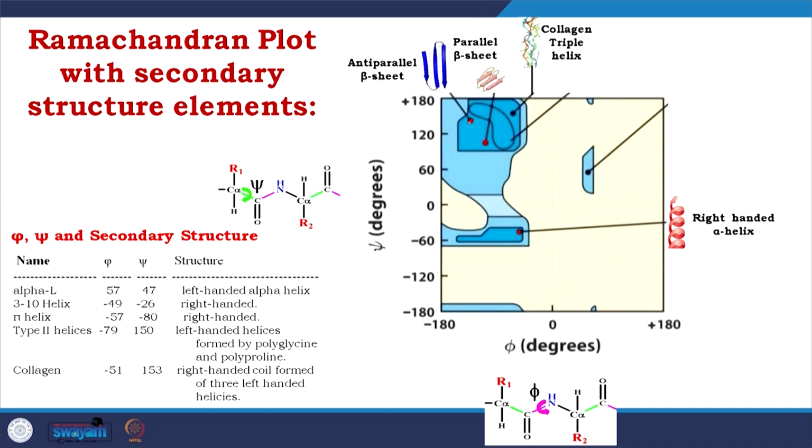If they are part of the collagen triple helix, they will be part of this region. If they are part of twisted beta sheets, they would be part of this region. And if they are part of left-handed alpha helices, they would be part of this region.